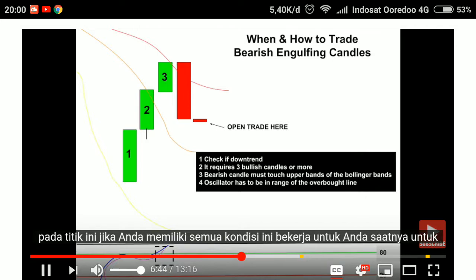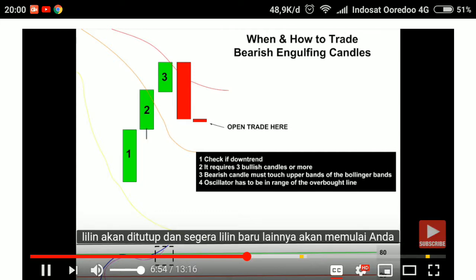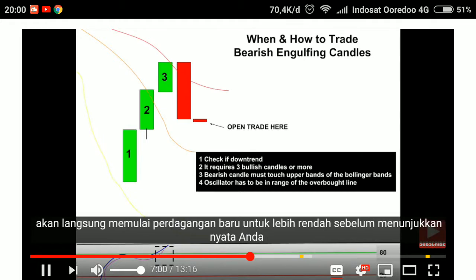Now, at this point, if you have all these conditions working for you, it's time to open the trade. You're going to do so as soon as the engulfing red candle closes. And as soon as the next new candle starts, you're going to straight away start a new trade for lower.